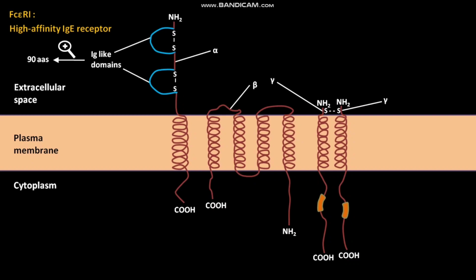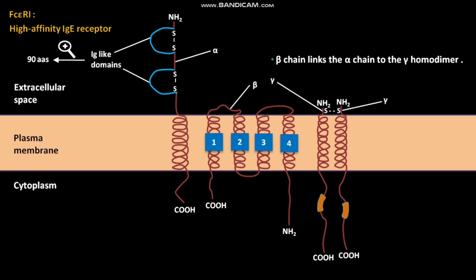The Fc epsilon R1 receptor interacts with the CH3, CH3 and CH4, CH4 domains of the IgE molecule via the 2 Ig-like domains of the alpha chain. The beta chain spans the plasma membrane 4 times. It is thought that the beta chain links the alpha chain to the gamma homodimer. The disulfide linked 2 gamma chains extend into the cytoplasm.